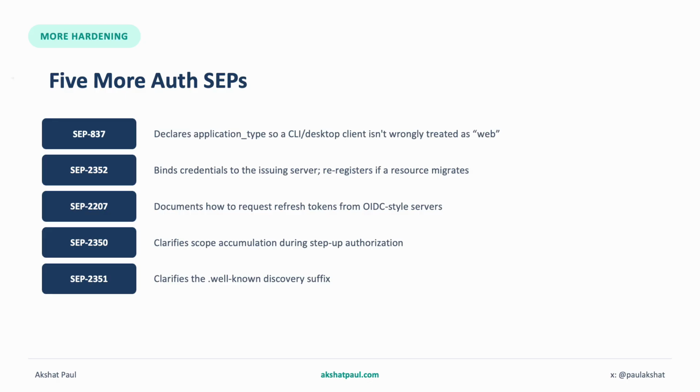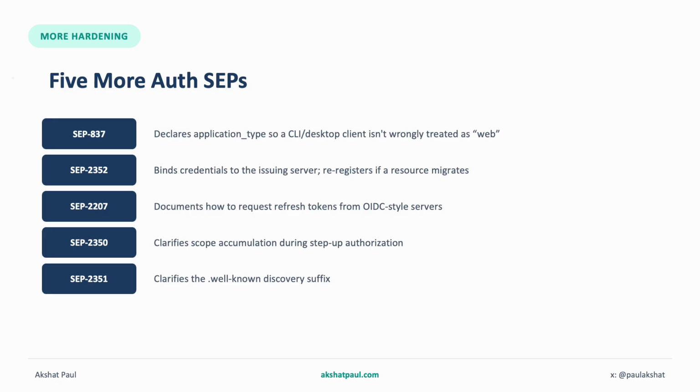SEP 2207 documents formally how to request refresh tokens from OpenID Connect style servers, removing ambiguity that different implementations were handling inconsistently. SEP 2350 clarifies how scopes accumulate during step-up authorization. Think: this action needs more permission than we started with. And SEP 2351 nails down the .well-known discovery suffix so clients can reliably find an authorization server's metadata.